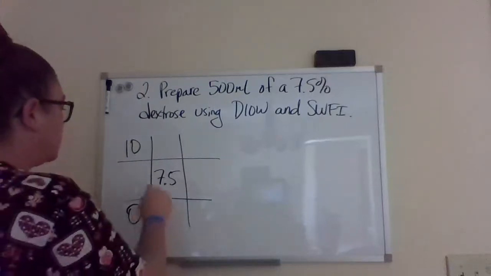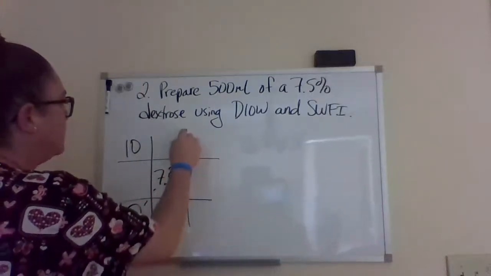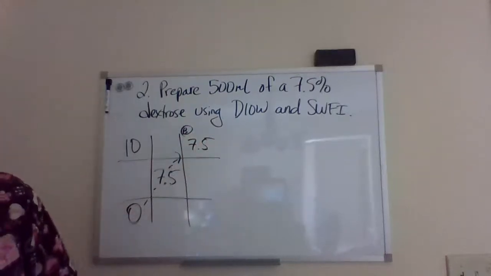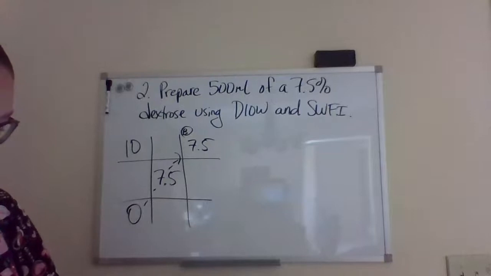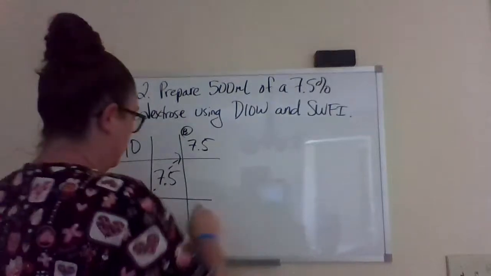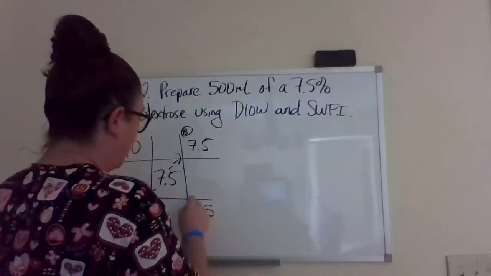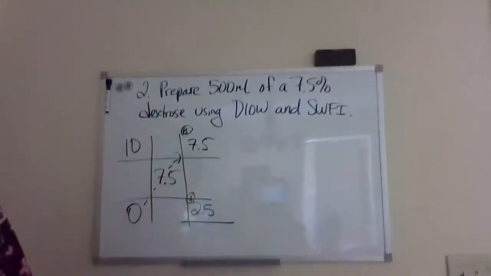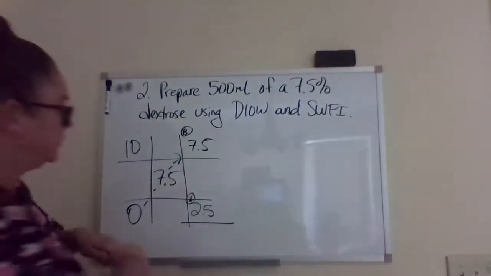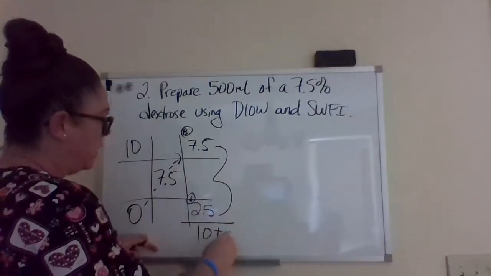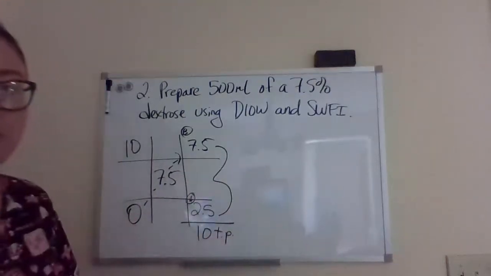Okay? So subtracting here, remember no negatives. You get 7.5. Okay? And then 10 minus your 7.5 gives you 2.5. And that is in your A spot. So remember that we have to add 2.5 and 7.5 together, so we get 10 total parts.